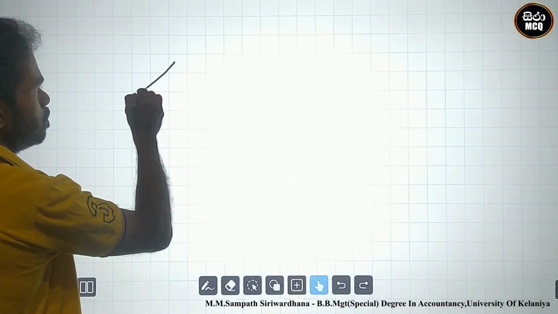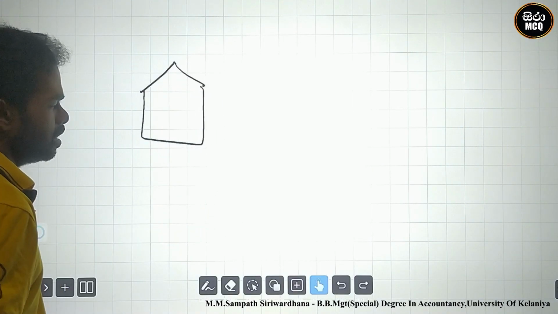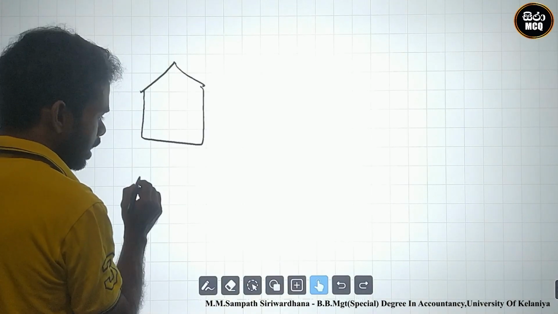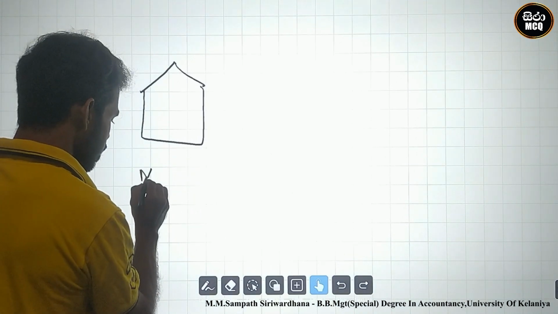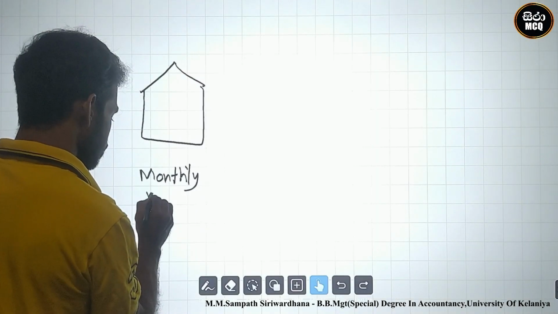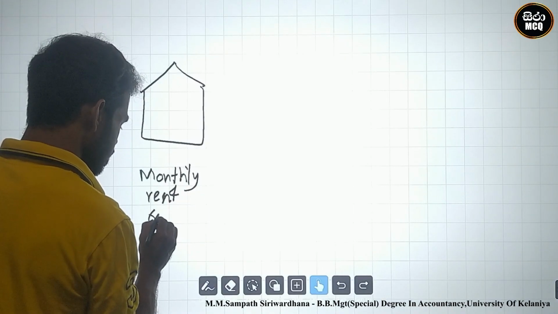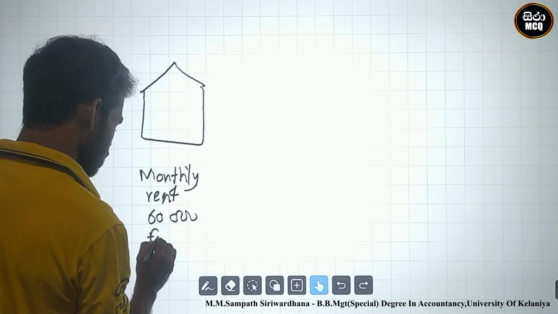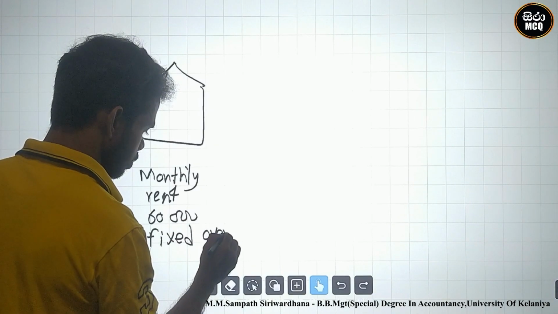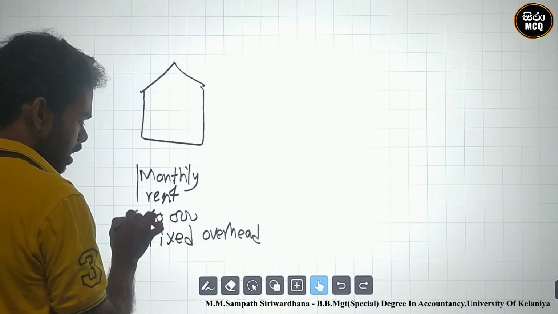Let's see. Think about a production company. For example, this is the rent. There is a building, and we must pay monthly rent as overhead. The monthly rent for this building was 60,000. This is a fixed overhead. Fixed means no change. Why would this be incorrect?